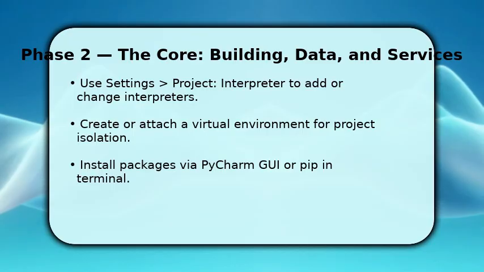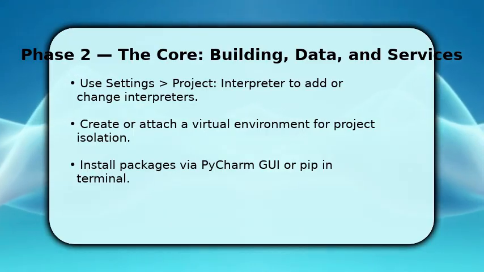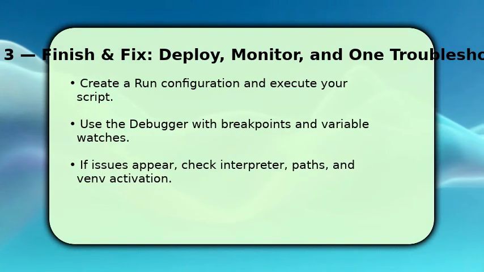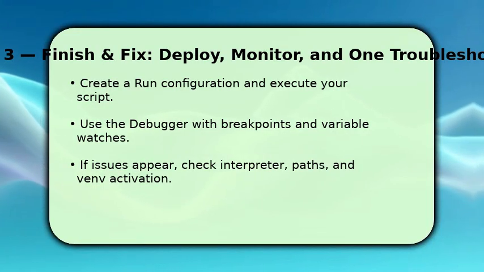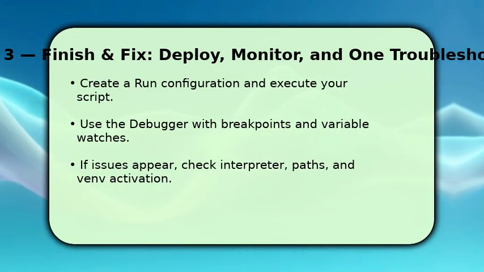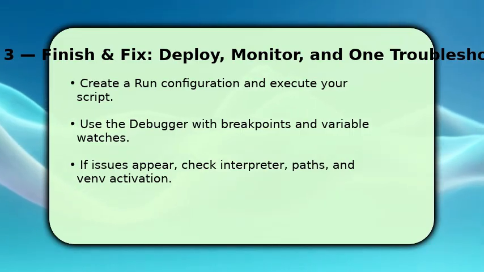You finish by creating a run configuration. Point to your script, pick the interpreter, and run. To diagnose logic, use debug mode with breakpoints, step over, and inspect variables. This reveals runtime state. Once done, commit to a workflow, run tests, lint, and use the terminal for manual checks.